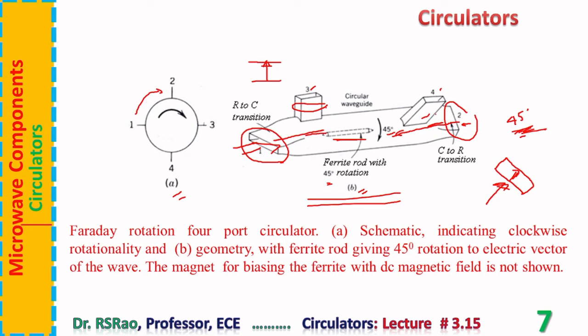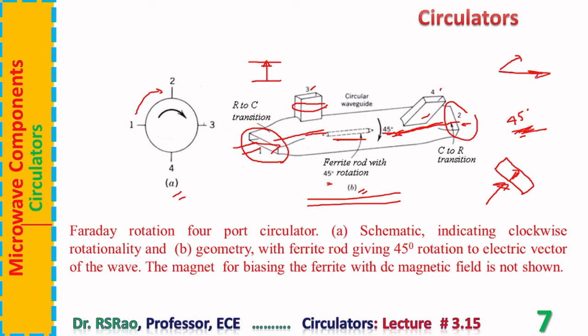It encounters, of course, the side arm with port 4, but because of structural incompatibility, the wave is unaffected by its presence, and then travels on and encounters the ferrite rod. The ferrite rod gives a 45 degrees rotation towards the observer. So in the beginning, if the electric vector is like this, after traveling past the ferrite rod, the electric vector becomes horizontal. 45 degrees by the twist, another 45 degrees by the ferrite rod.